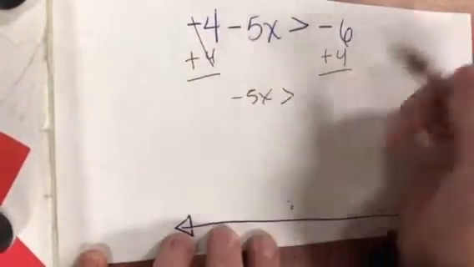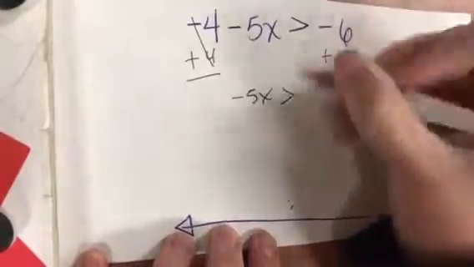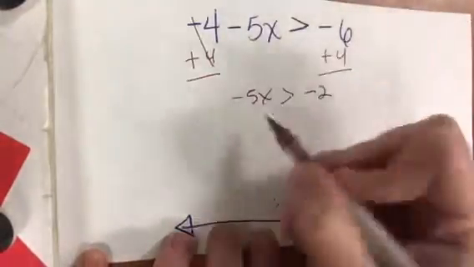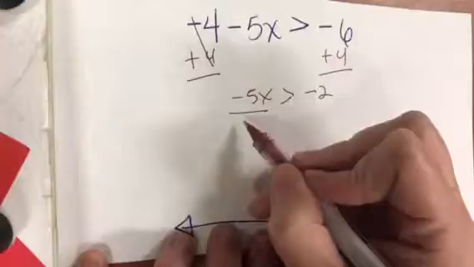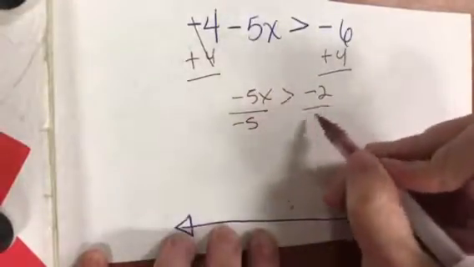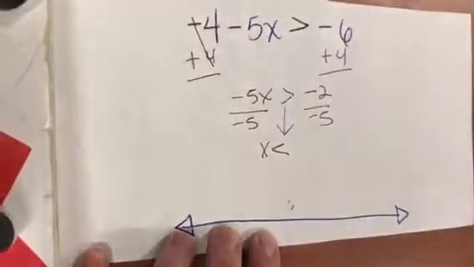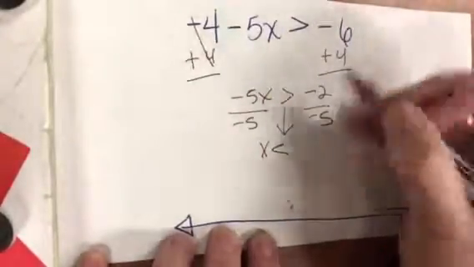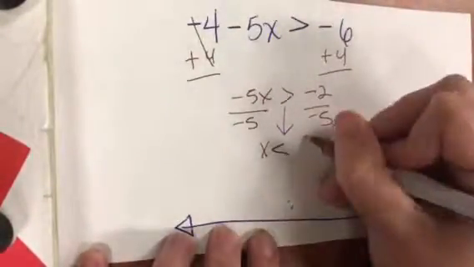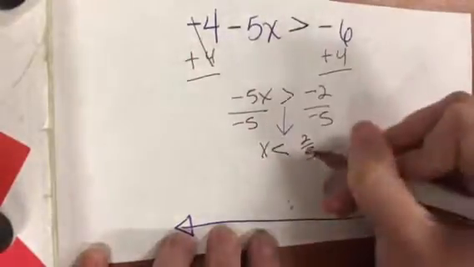So negative 6 plus 4 is negative 2. I'm going to divide by a negative 5. What happens when I divide by a negative? I flip my sign. And I'm left with a positive 2 over 5.